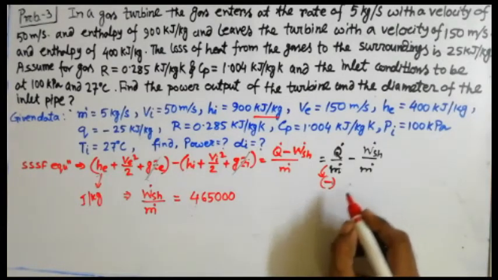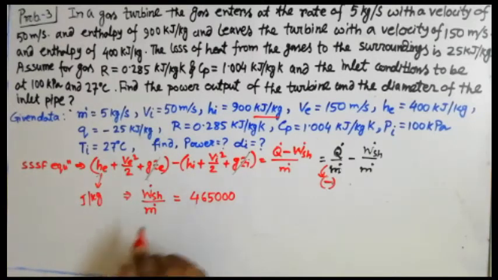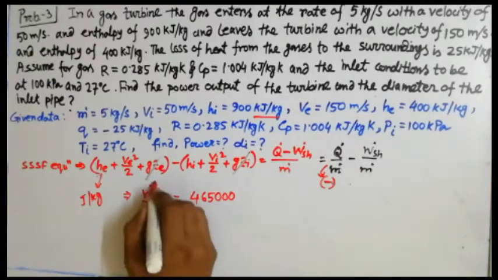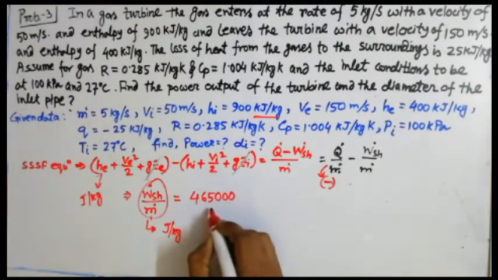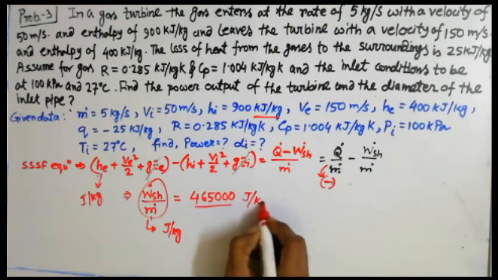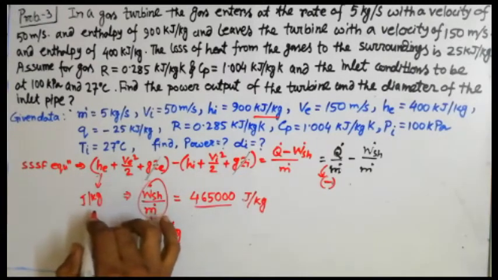A few minutes before, I explained that W dot SH by M dot has a unit of joule per kg. The unit of this term will obviously be joule per kg, because the rest of all the terms come with a unit of joule per kg, so the left out term also comes with joule per kg. So that value has a unit of joule per kg, and you can put joule per kg over here.